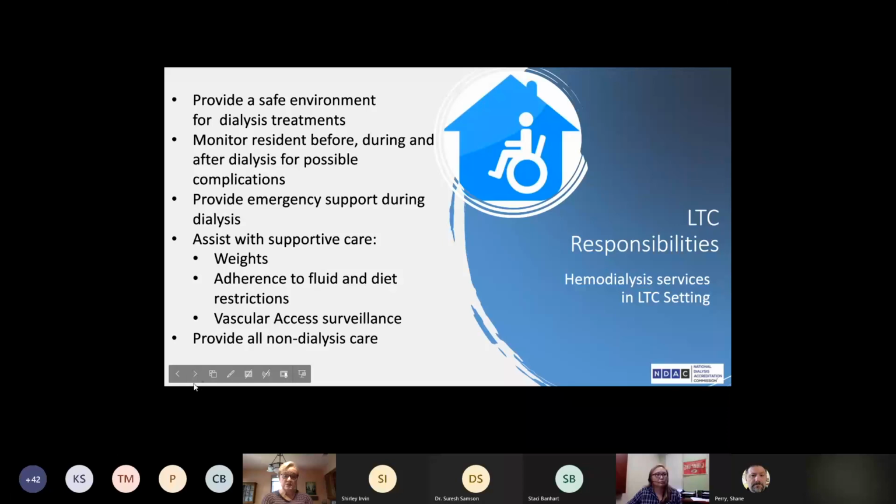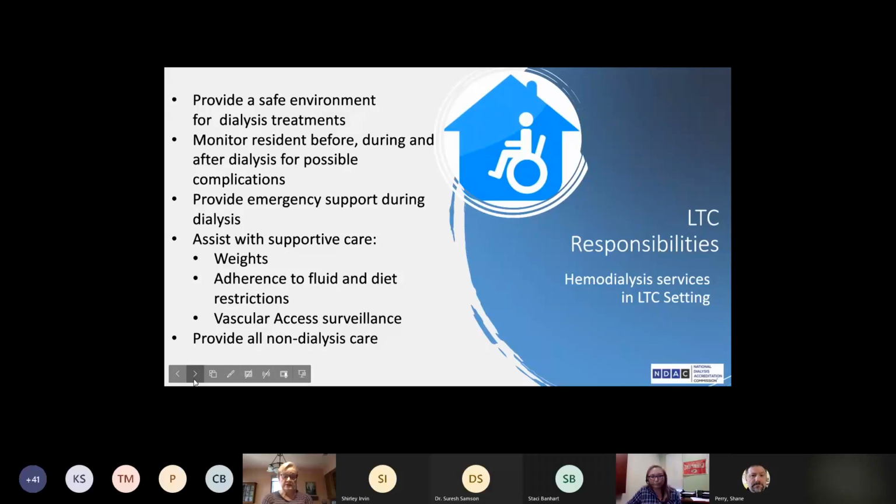And then assistance with supportive care, such as helping the patient get weighed before their treatment and after their treatment, working with the dialysis provider to understand the fluid and diet restrictions, and working with the patient to help the patient adhere to those restrictions without being seen as unduly restricting that patient.